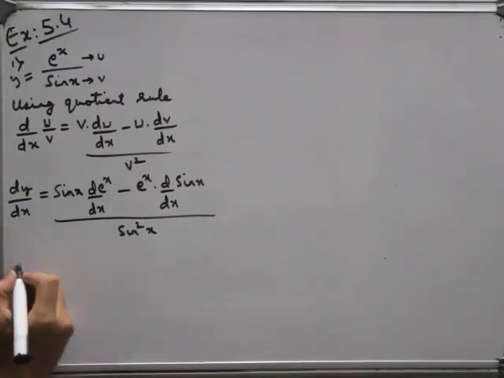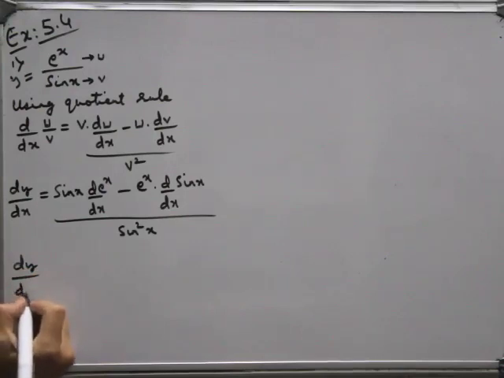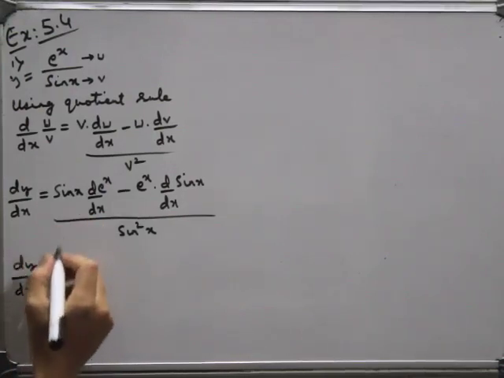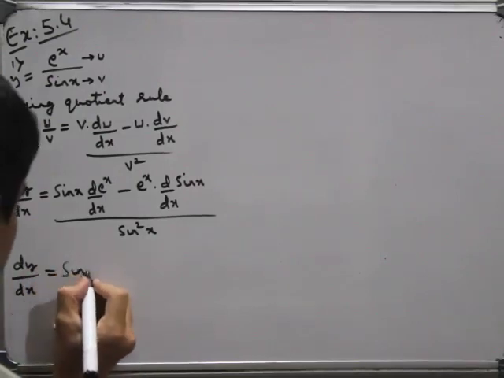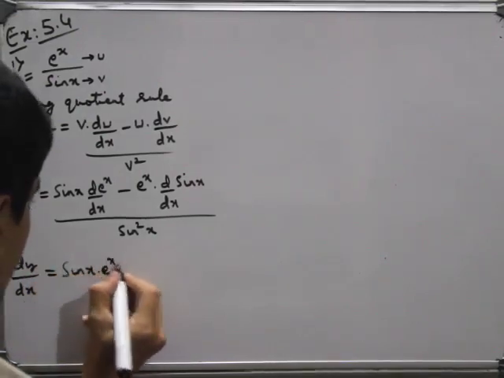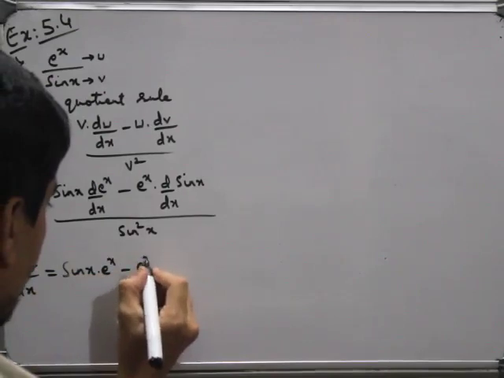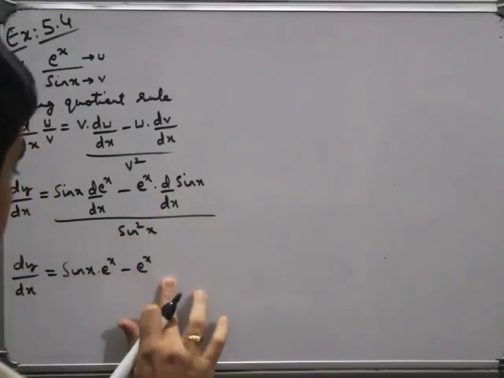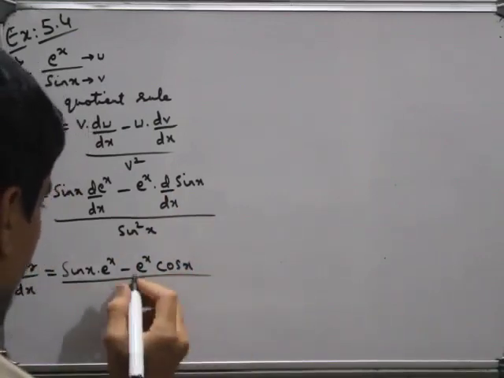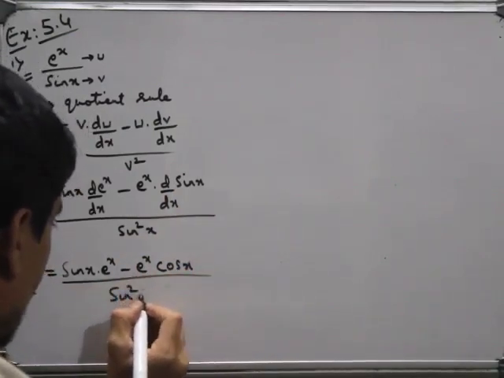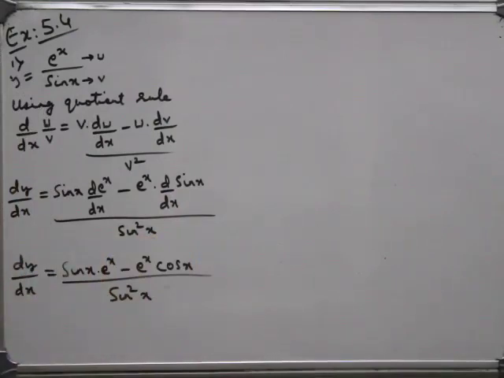Now let us move on to the next step. So dy by dx is equal to sin x into differentiation of e power x. Differentiation of e power x is e power x. So write it here, sin x into e power x minus e power x into differentiation of sin x, which is cos x. Whole term divided by the denominator as it is, because this one we are not going to differentiate. This will be sin square x as it is.